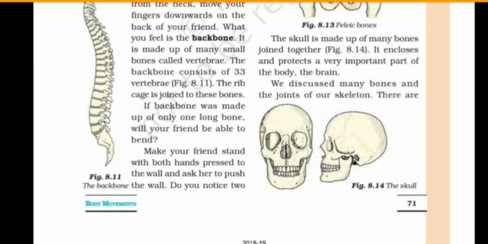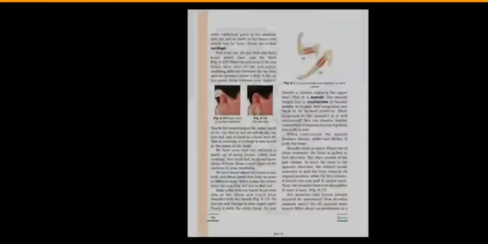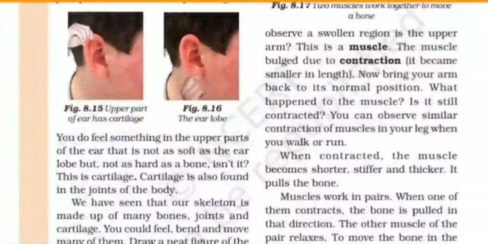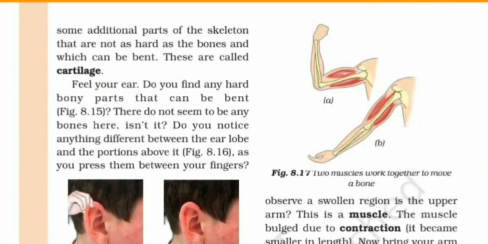Clear? Now you might have noticed the skull, backbone and rib cage are the main parts of the skeleton. Now let's talk about cartilages. What is a cartilage?